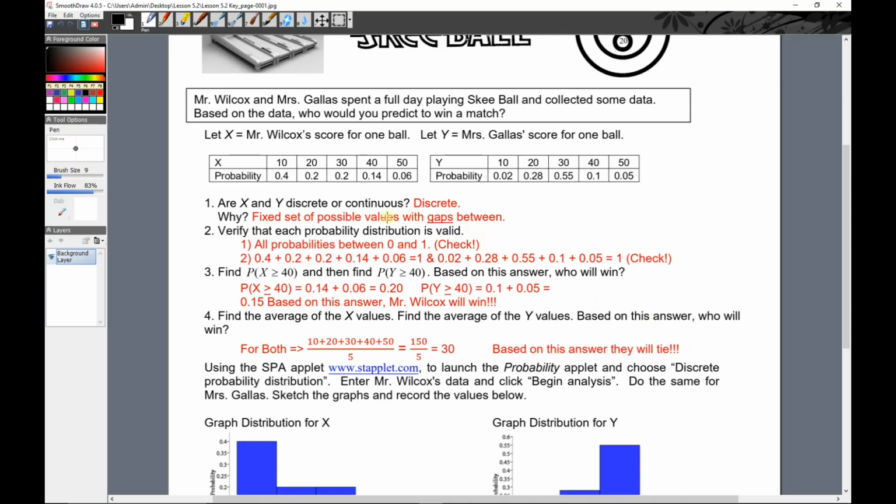For Mr. Wilcox, he's more weighted toward the low score here of 10, whereas Ms. Gallus is more weighted to the higher score of 30. And they're not putting in the weights. So think about it this way.